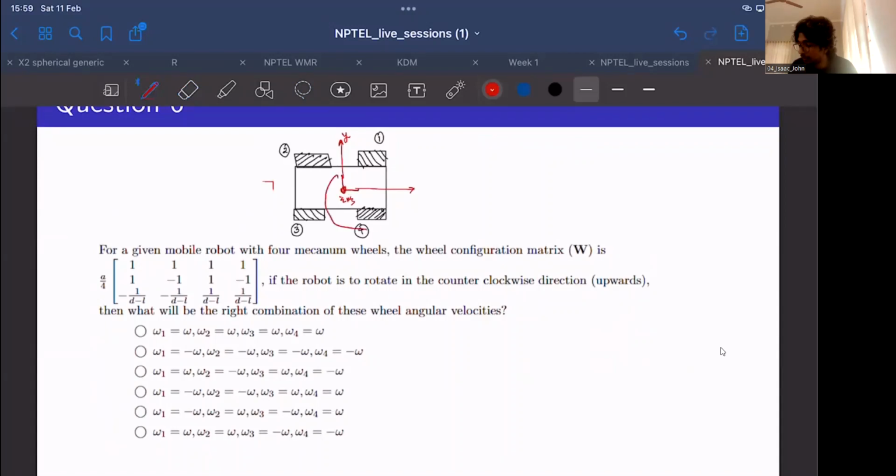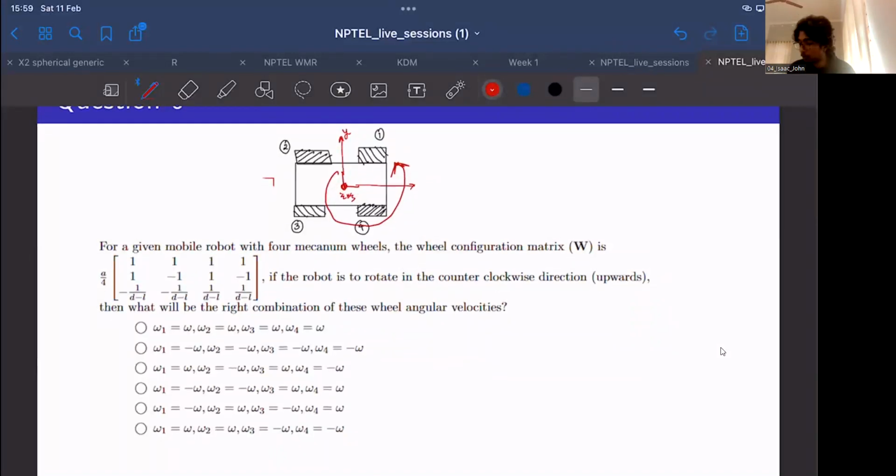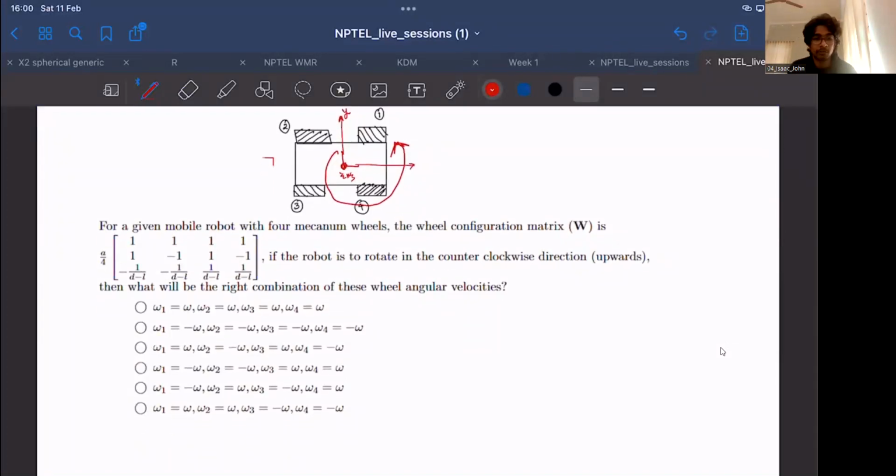So if this is the robot, if the robot should stay at this exact location, and if it should rotate counterclockwise along this axis, it shouldn't move. It should be fixed at this axis, and it should rotate in the counterclockwise sense. Then what is the right combination of wheel velocities?